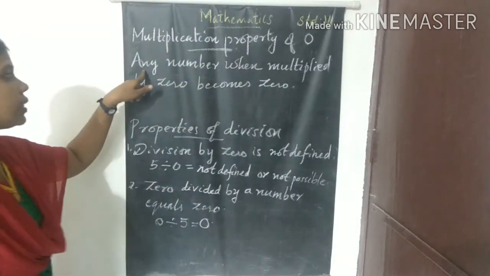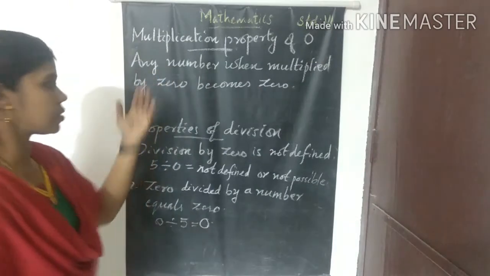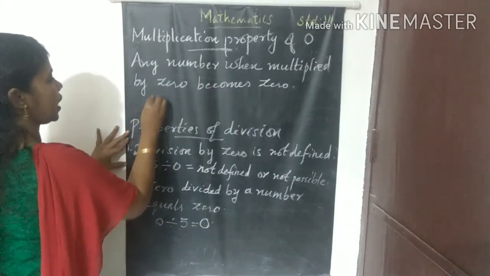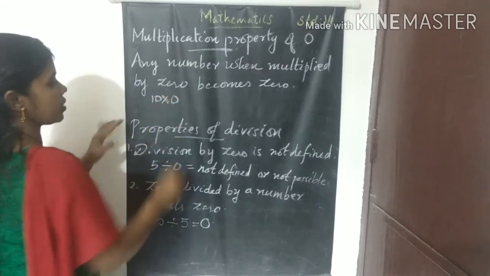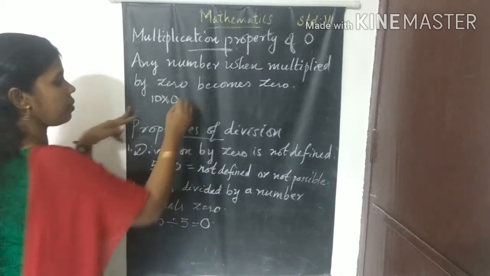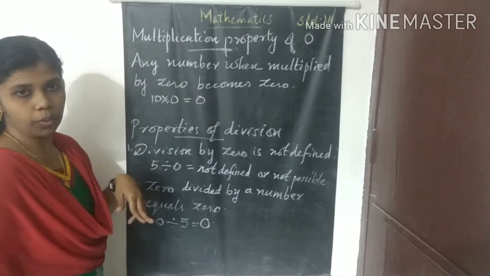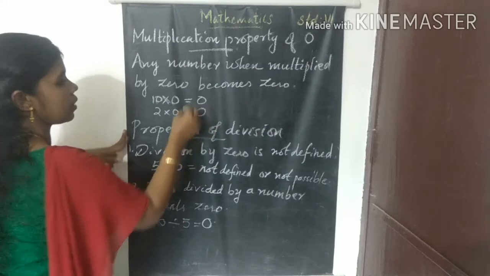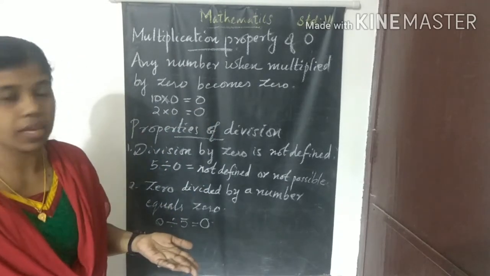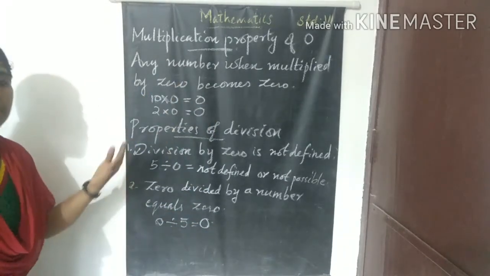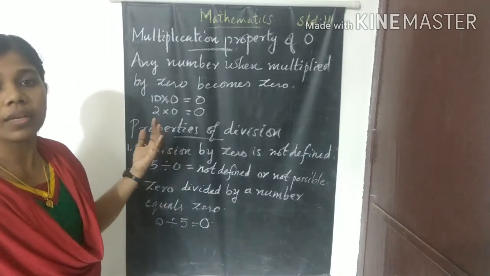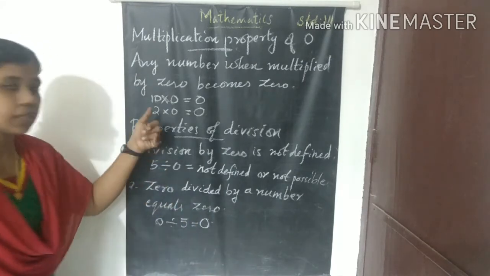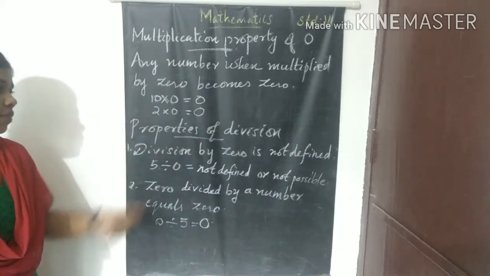That means any number when multiplied by 0 becomes 0. One example: 10 into 0. Any number multiplied by 0 becomes 0. 2 multiplied by 0, what is the answer? It becomes 0. That means any number multiplied by 0, the product is always 0. This is another important property.